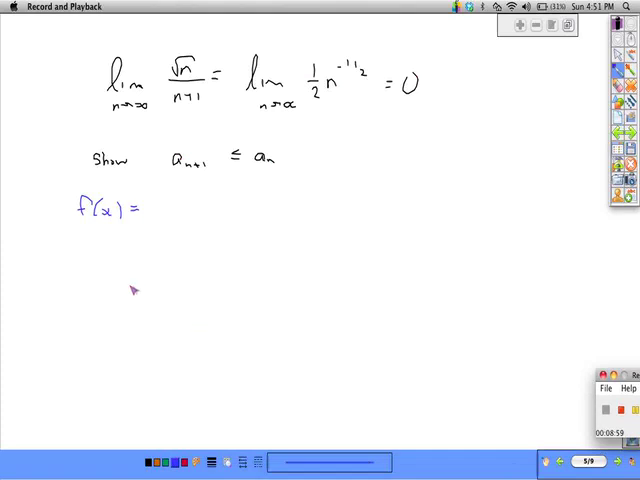So I can think of this function, this rule, square root of n over n plus 1 as square root of x over x plus 1, and I find the derivative. Using the product rule, I get x plus 1 times 1/2 x to the negative 1/2 minus square root of x over x plus 1 squared.